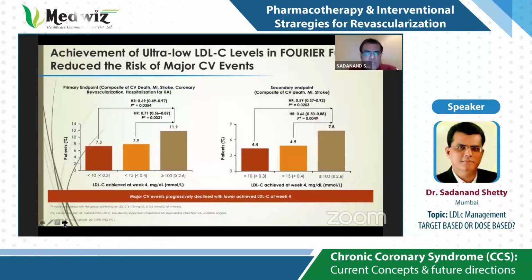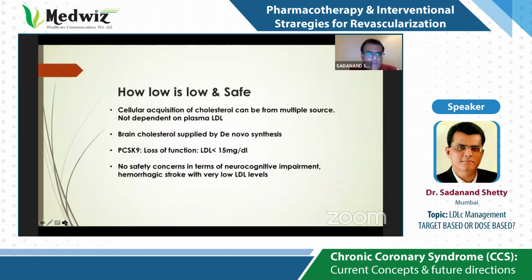If you also see in the FOURIER study, further ultra low LDL, wherein the LDL is reduced further down, you see the reduction of the risk of major CV events. Major CV events progressively decline with the lower achieved LDLc at the end of 4 weeks. And this is one of the sub-studies of the FOURIER study.